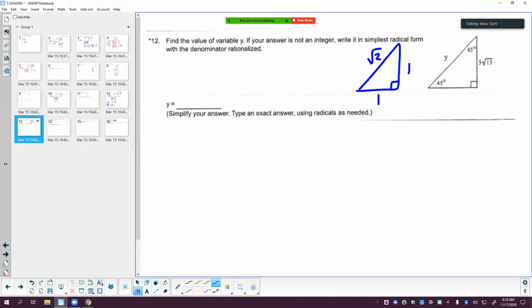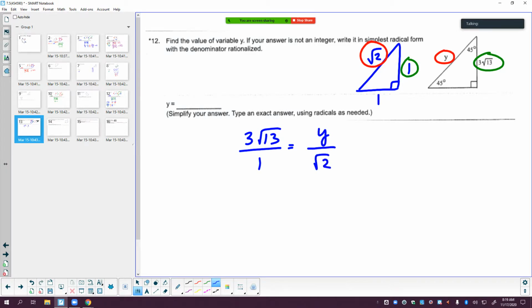And you'll notice every time I draw this triangle out, I draw it the way that it looks so I can compare it easily. Wherever the right angle is, that's where I put the right angle when I redraw my triangle. So I've got 1, 1, square root of 2. Right now they're giving me a leg, which was supposed to be 1. I'm trying to find the hypotenuse, which is supposed to be square root of 2. So let's compare leg to leg, 3 square root of 13 over 1, and hypotenuse to hypotenuse, so y over square root of 2.